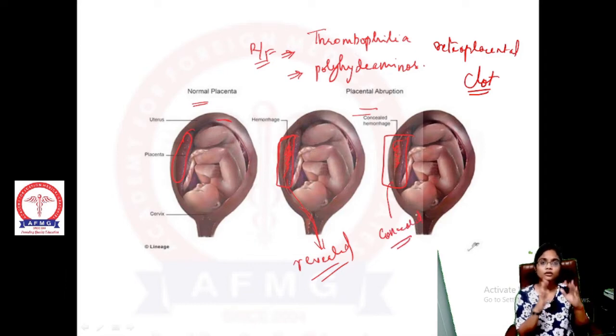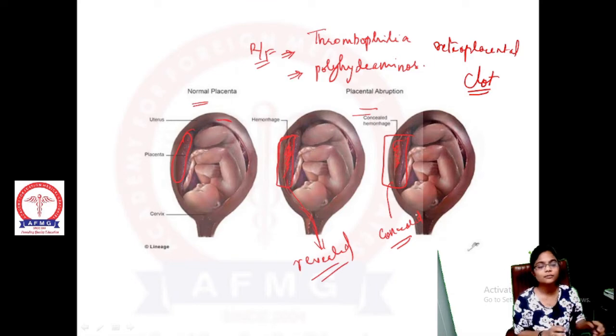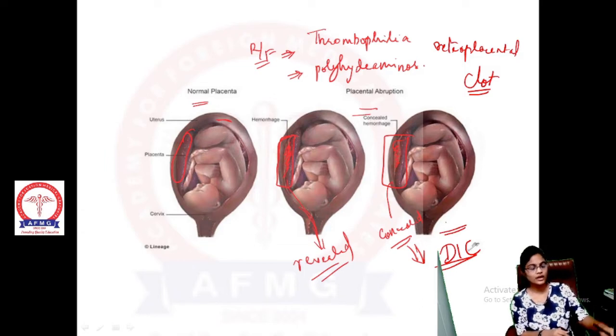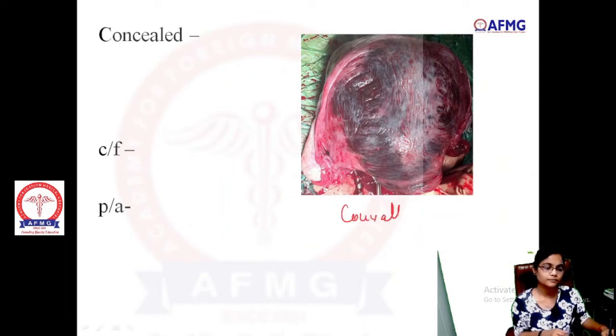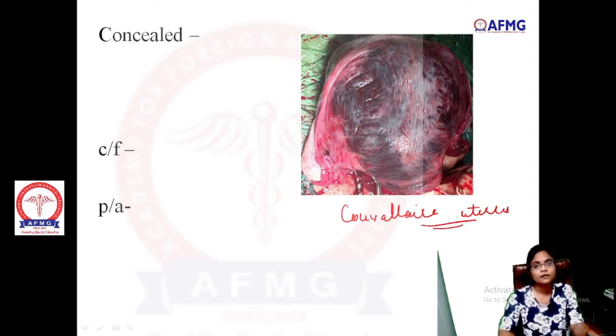As this is forming a clot inside, making a concealed hemorrhage, this might be the reason of our DIC, disseminated intravascular coagulation. Now see, this is a picture of a Couvelaire uterus. Why? Because of this type of a concealed abruption, you can see the Couvelaire uterus. What happens in the concealed abruption?